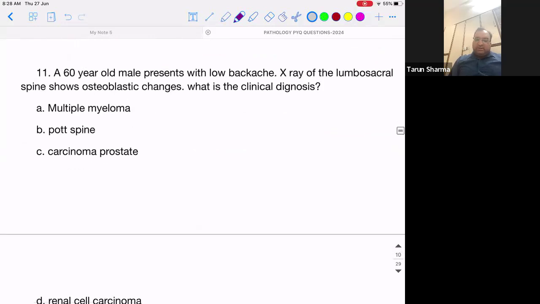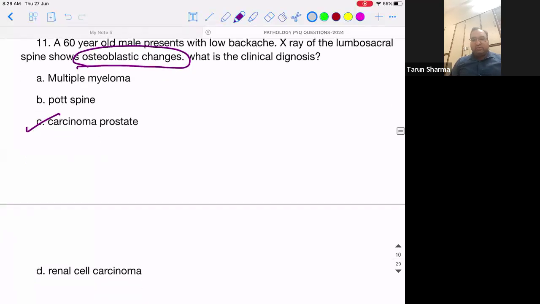A 60-year-old male presents with low backache, and X-ray of the lumbosacral spine shows osteoblastic changes. Here the answer is very specific. Osteolysis can be there in most of the metastases to bone, but here it is osteoblastic, meaning bone forming. Bone producing metastases are very rare. Only one condition produces osteoblastic activity when metastasizing to bone: carcinoma prostate. All the others, renal cell carcinoma, multiple myeloma, lead to osteolysis.